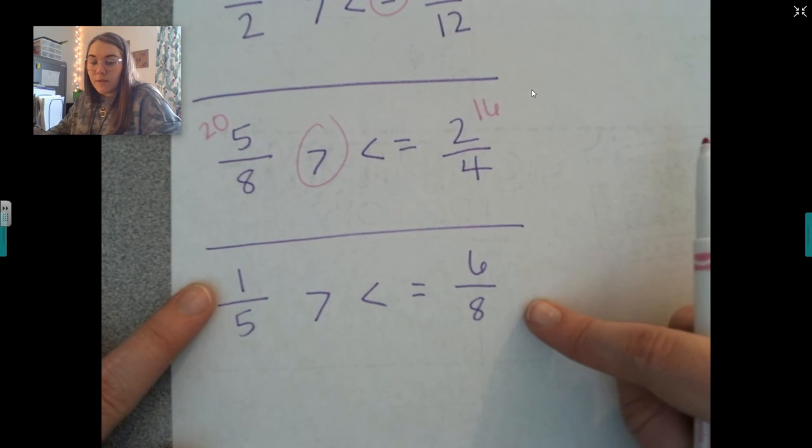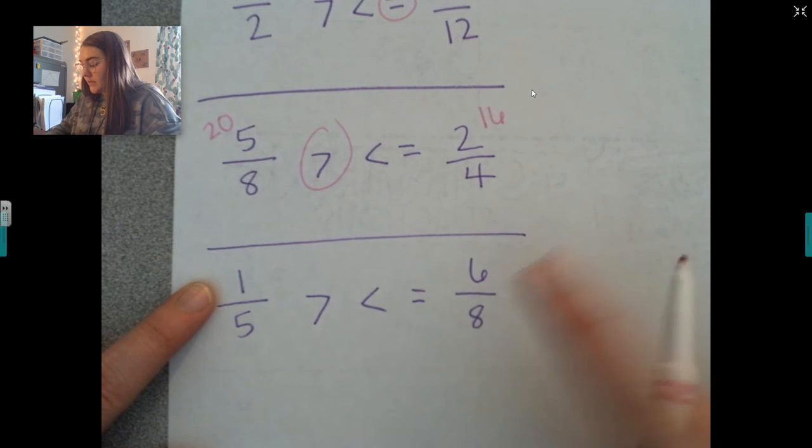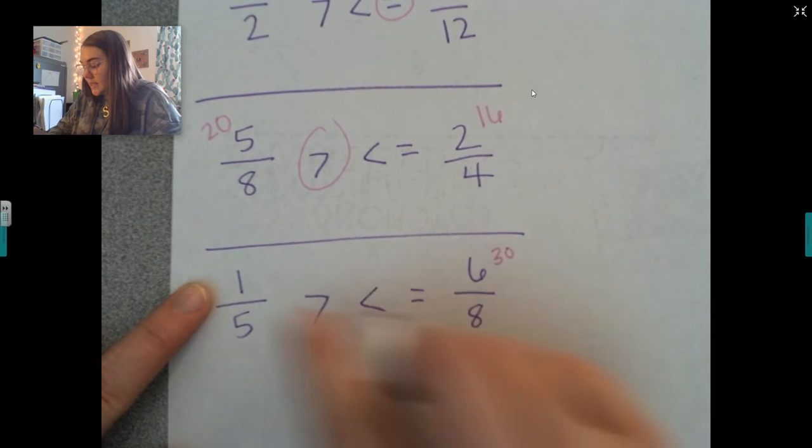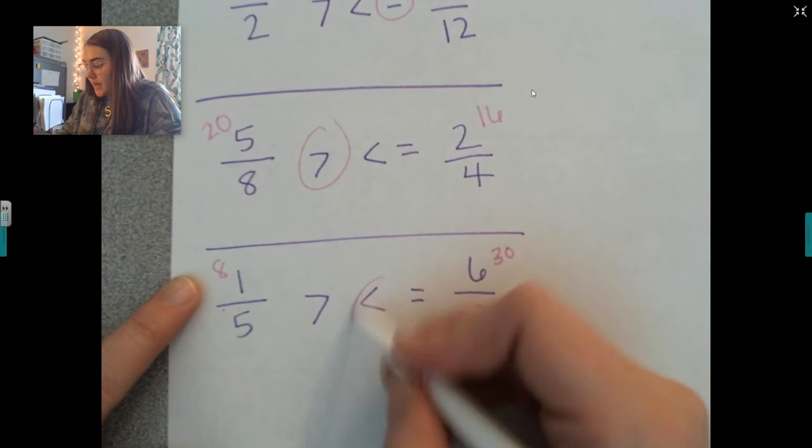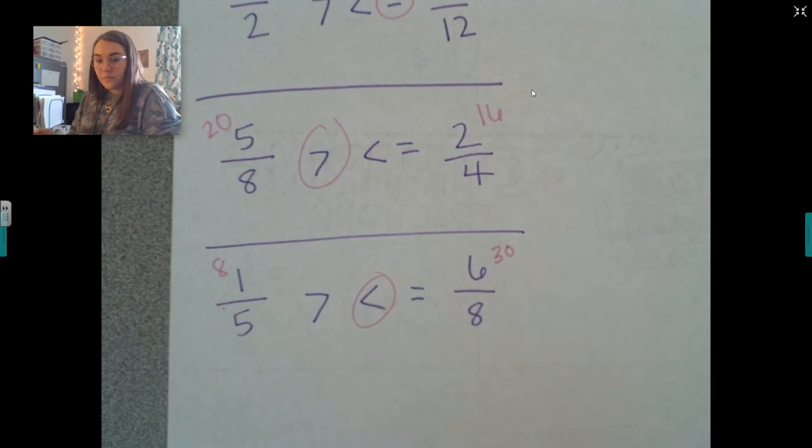If you haven't done this one, pause the video and do it right now. Cross multiply 5 times 6 and get 30. 8 times 1 and get 8. So 8 is less than 30.